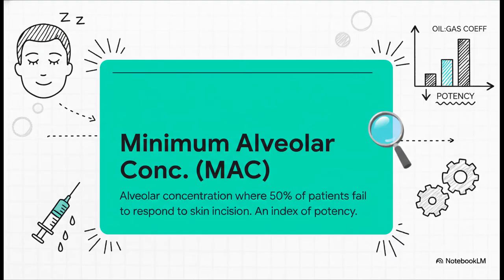And that brings us to MAC, which stands for minimum alveolar concentration. This is like the universal measuring stick for how potent an inhaled drug is. It's tied directly to that oil to gas number we just saw, but here's the catch. It's an inverse relationship. So the big takeaway, the thing you have to remember for your exams is this. A low MAC means it's a highly potent drug. You need less of it to get the job done.